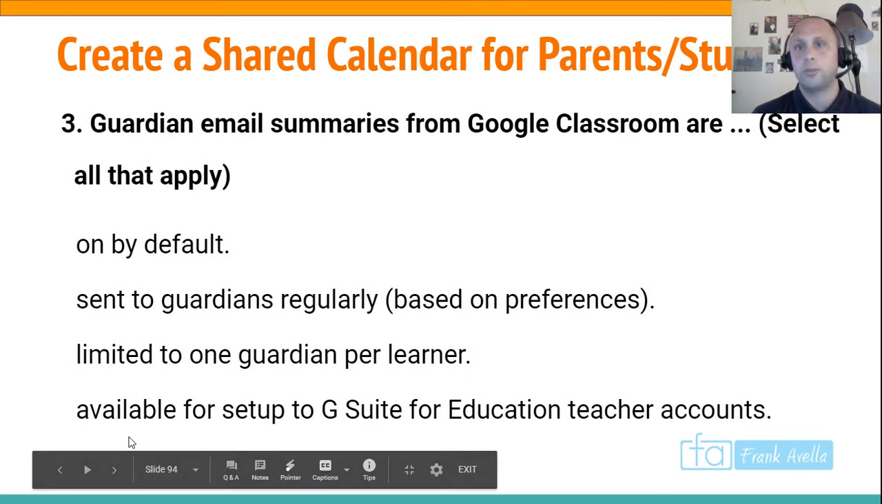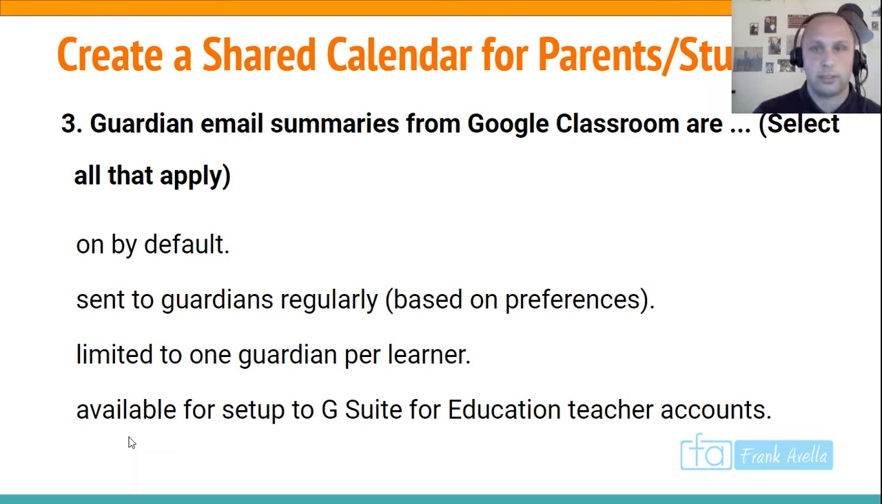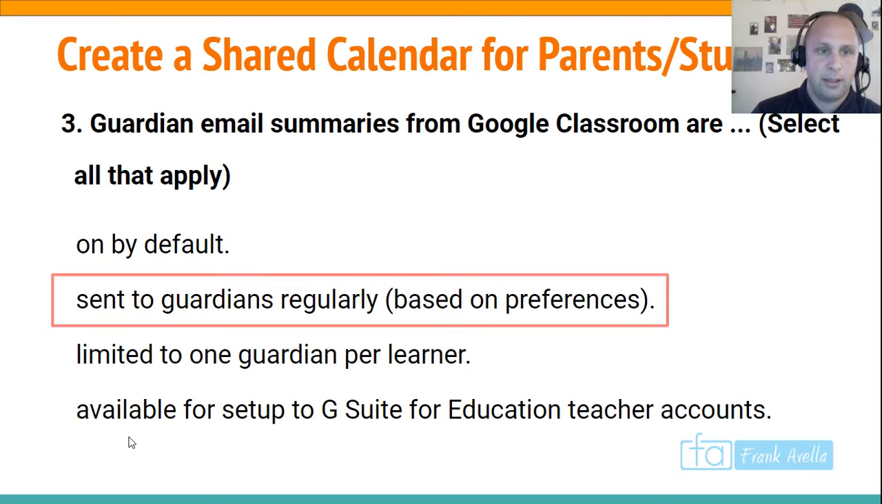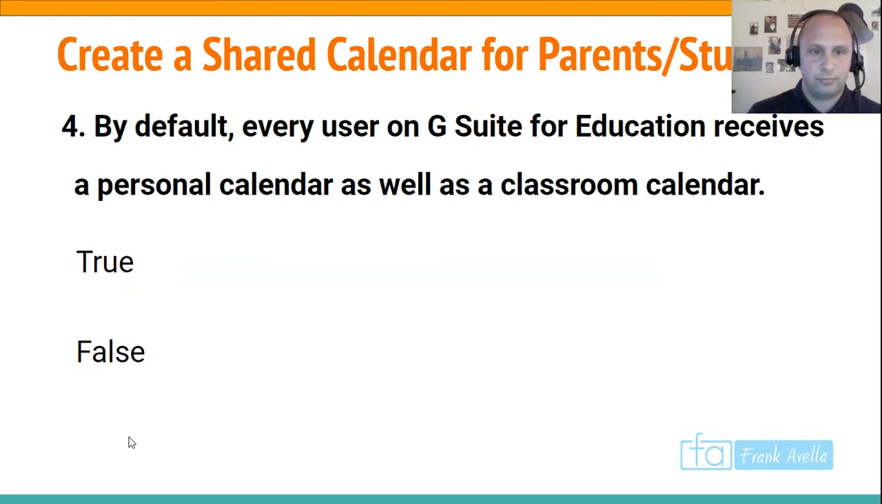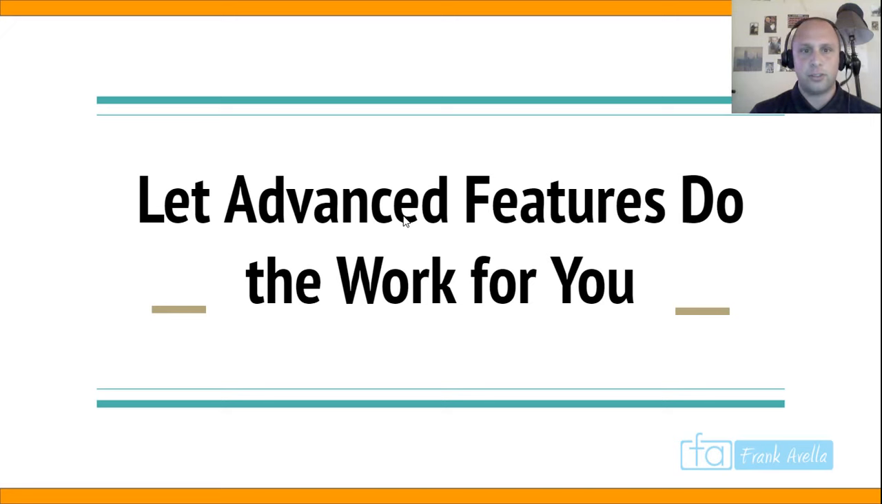Okay, guardian email summaries from Google Classroom. We talked a lot about these email summaries. So what do we say? They are sent to guardians regularly based on preferences. Available for setup for G Suite for Education teacher accounts. By default, every user on G Suite for Education receives a personal calendar as well as a classroom calendar. True or false? False. Okay.